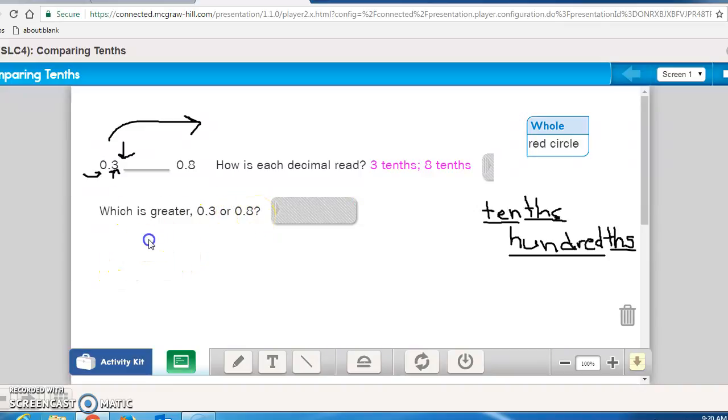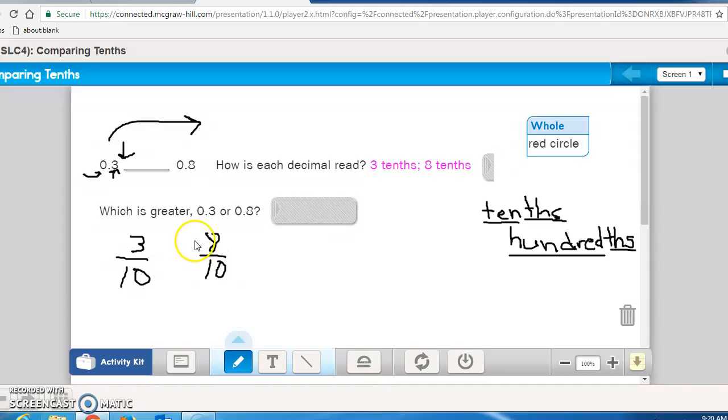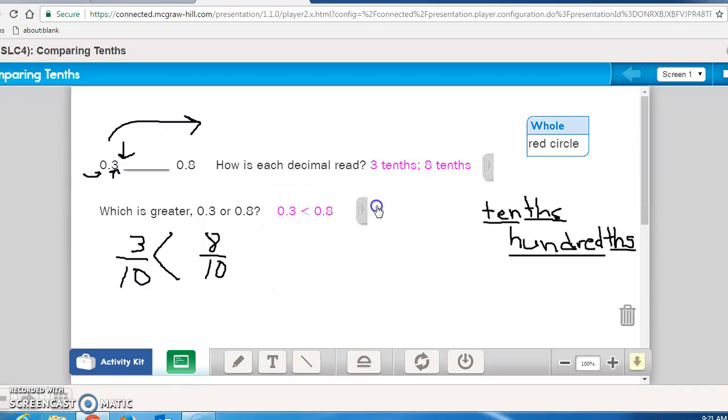Well, again, if you have 3 tenths, you have 3 out of 10, 3 tenths. If you have 8 tenths, you have 8 out of 10. Which one would you have more? You would have 8 tenths would be your bigger number. So 3 tenths is less than 8 tenths.